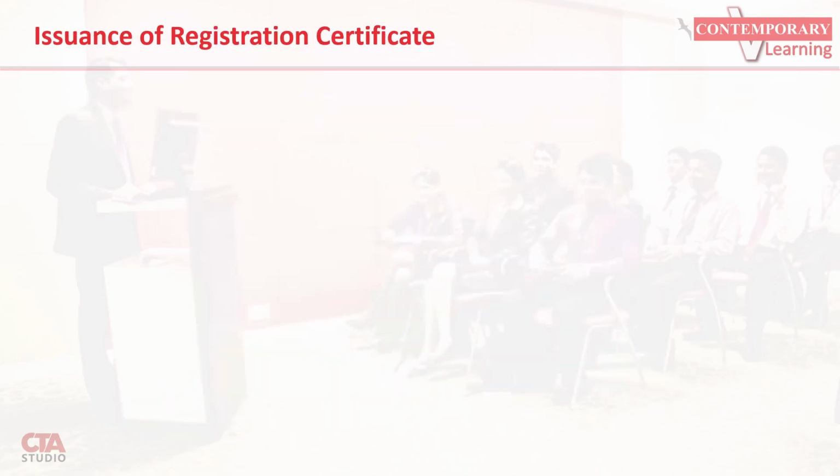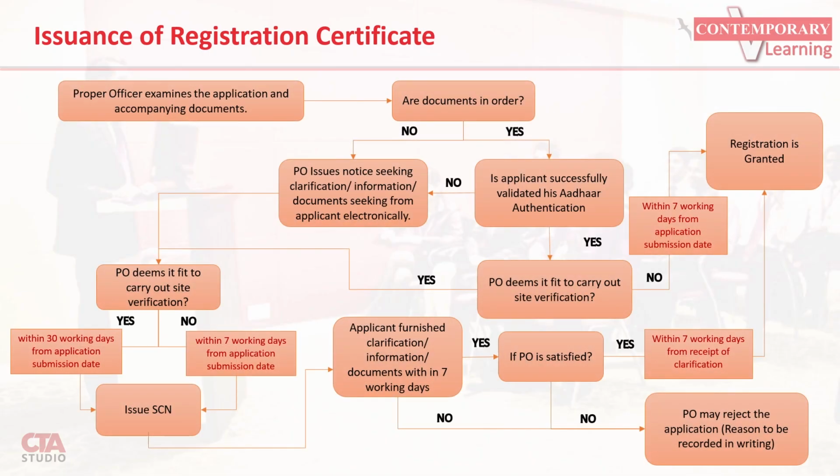Let me walk you through the detailed process flow for issuance of registration certificate, which shows how the proper officer examines applications. The process starts when the proper officer examines the application and accompanying documents. The first question is, has the applicant successfully validated his Aadhaar authentication? If no, the PO may proceed to site verification. If yes, the next question is, does PO deem it fit to carry out site verification? If yes, site verification is conducted.